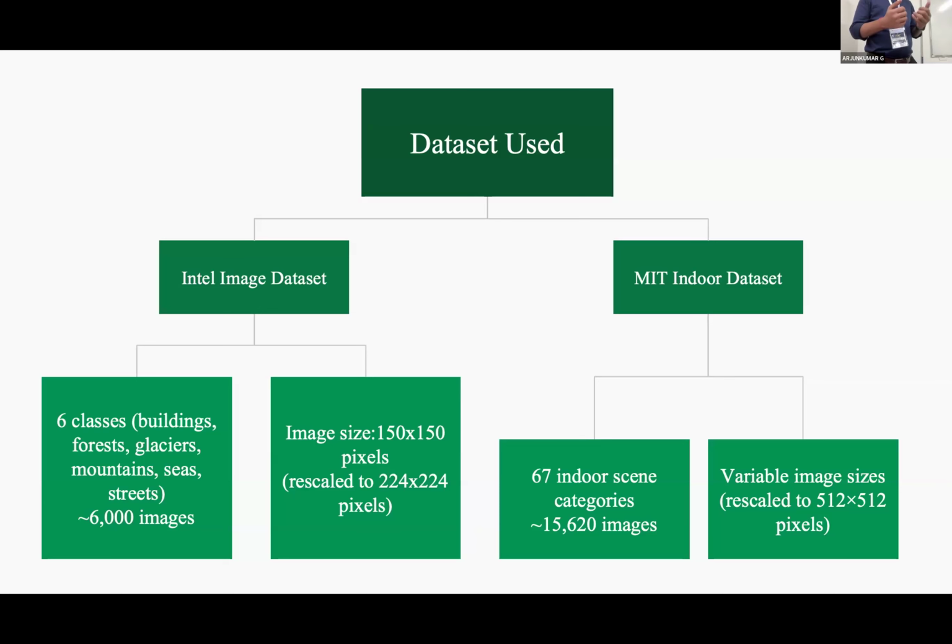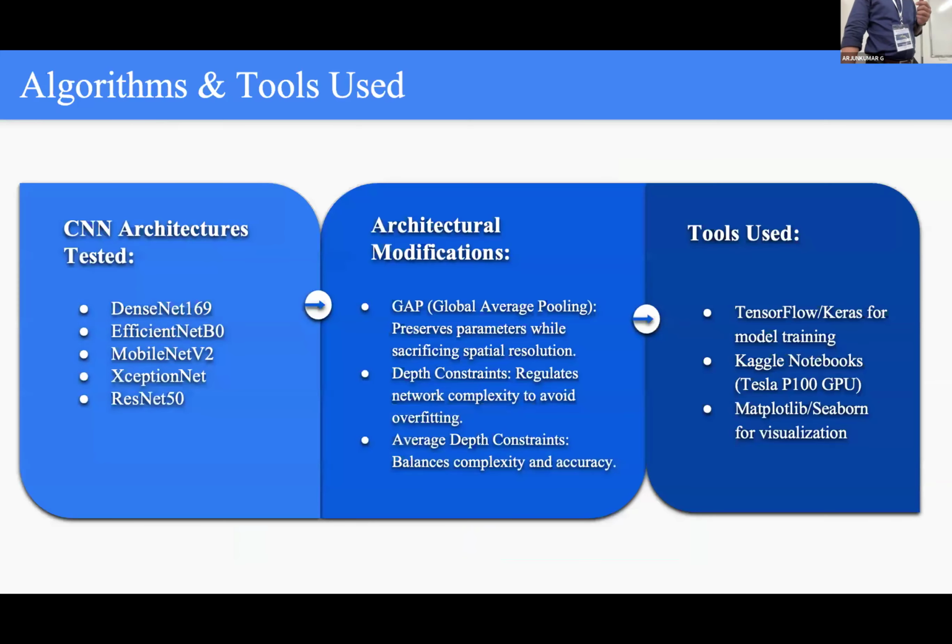pixels. On the other hand, the MIT indoor dataset consists of 67 indoor scenes, meaning 67 different classes, and their total number of images is 15,620. The image size for the MIT indoor dataset is variable. Each image is of a different size. So I rescaled it to a particular size, which is 512 by 512 pixels.